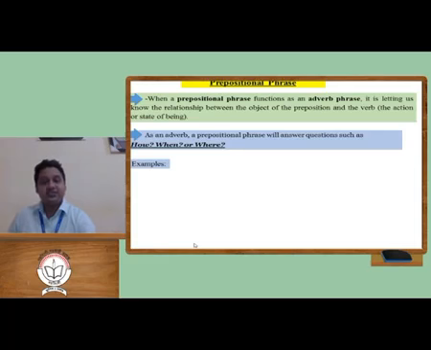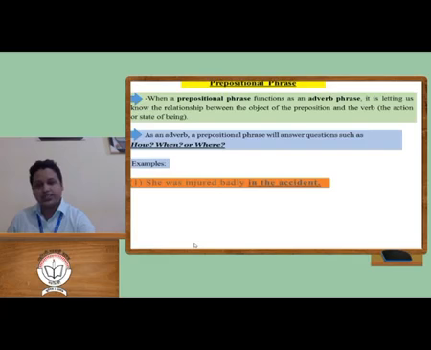If you find the answer to the questions how, when, or where, then you will understand that here the prepositional phrase acts as an adverb phrase. Examples. She was injured badly in the accident. How was she injured? She was injured badly in the accident. In the accident. So we find the question and the answer to the question. How was she injured?